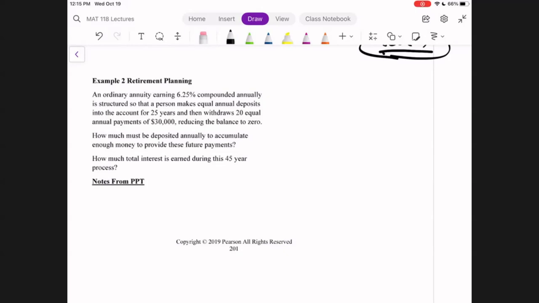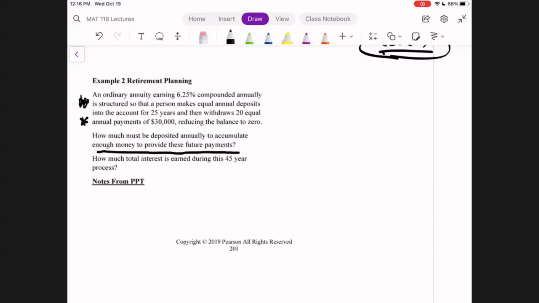So we see here this happens all the time, right? You're planning for your retirement, so every year you're working, how much money should you set aside for your retirement? And let's say you want to do the same amount. So that's this first part here. You're going to put your retirement into an account. And then when you retire, what's going to happen? Well, I want to take out X amount of money every year. Let's say for 20 years. Hopefully I live that long after I retire. That would be nice. Okay. So how much money do I need to be deposited annually to make enough money to provide these future payments?